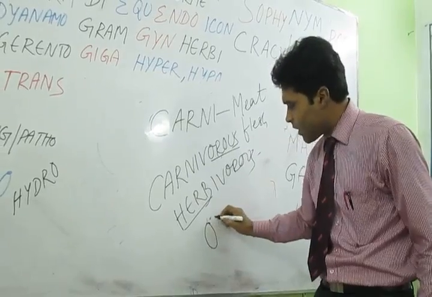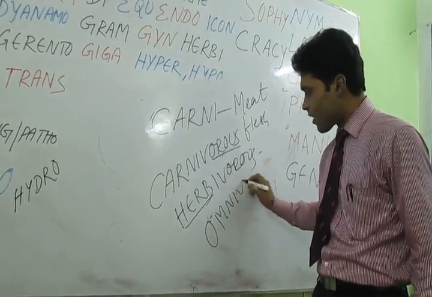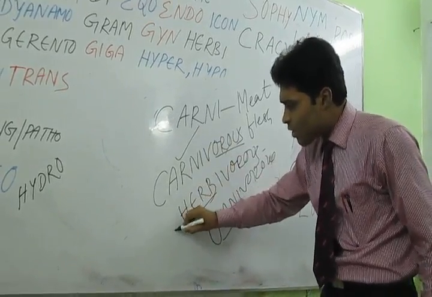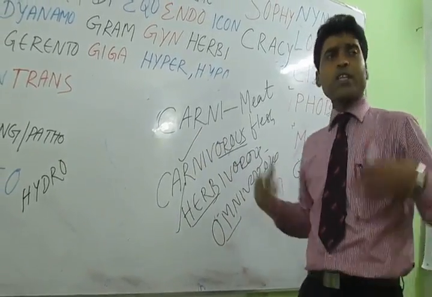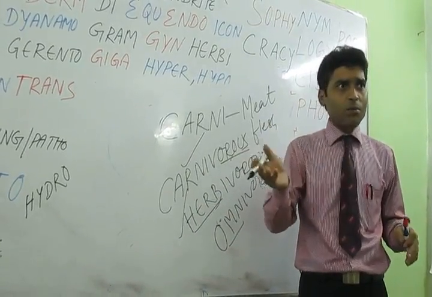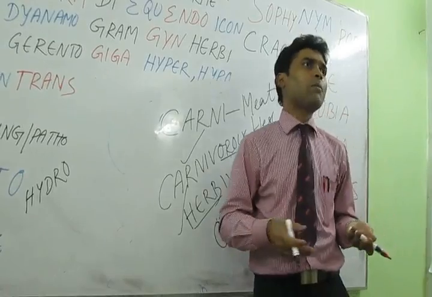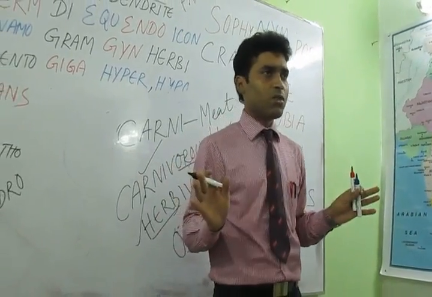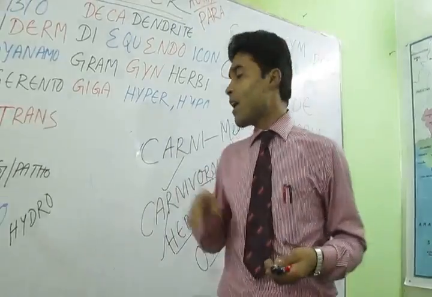And omnivorous, O-M-N-I, omnivorous means those who eat both flesh and grass. For example, man is omnivorous. We take some plant items, and we also simultaneously take those things which are flesh items, right? So you have to keep in mind carnivorous.